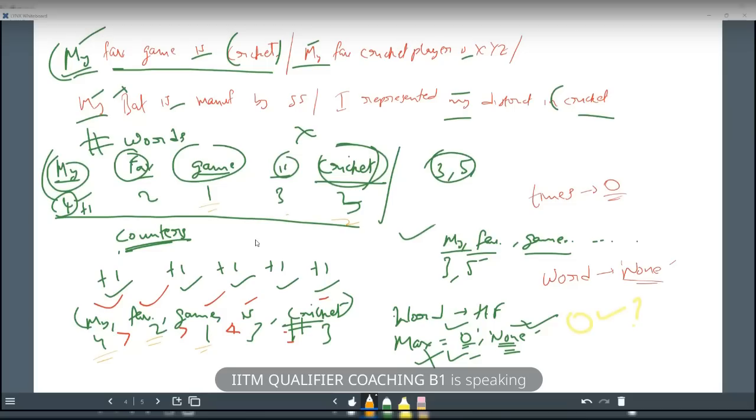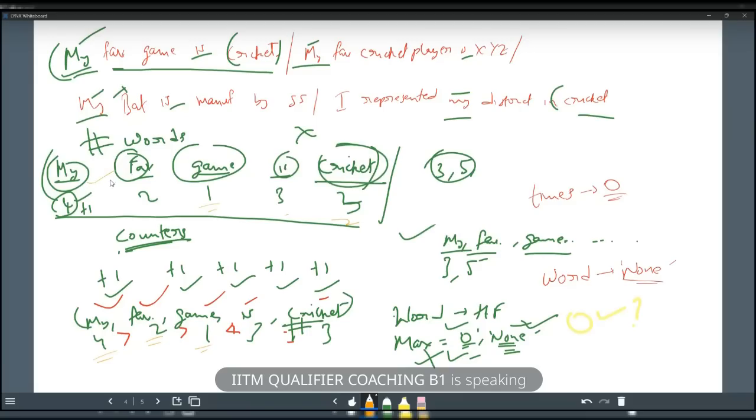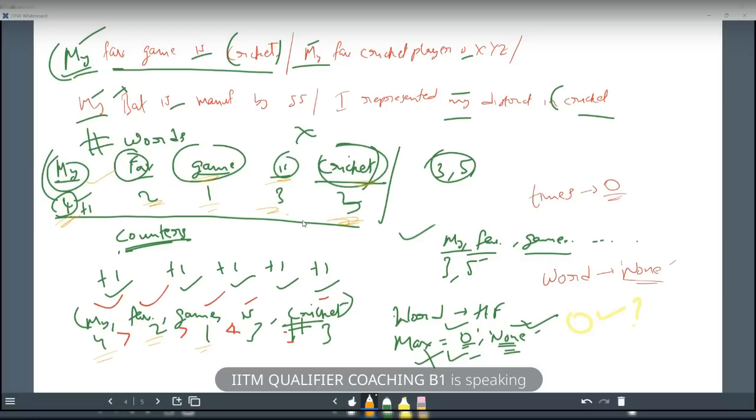When we have frequency counts with us, we can find the instances of occurrence quickly. We can say that "my" has repeated 4 times just by having a glance at the final results table, "favorite" has repeated twice, "game" once, "is" 3 times, and "cricket" 3 times. This is the main application of frequency count.